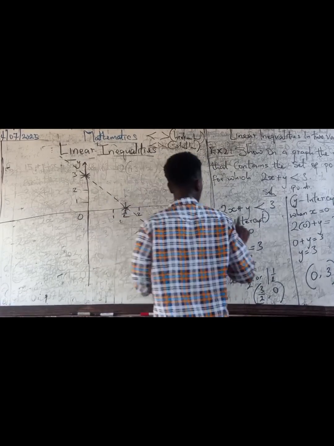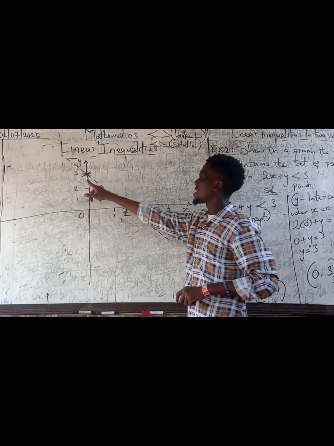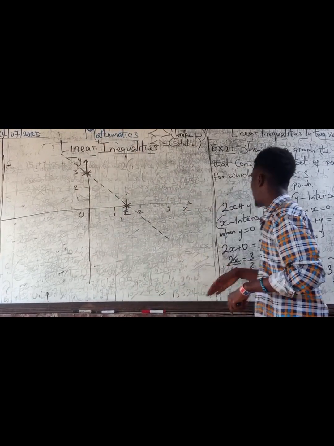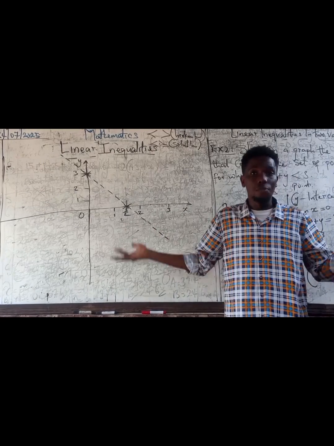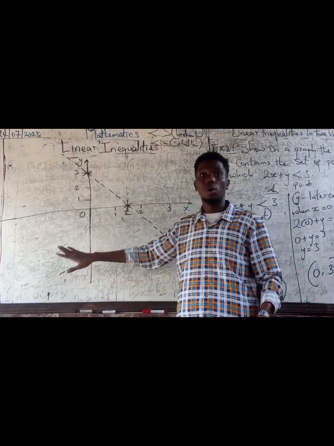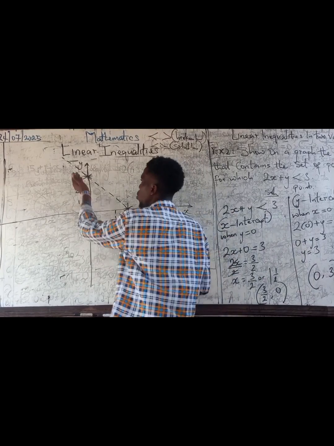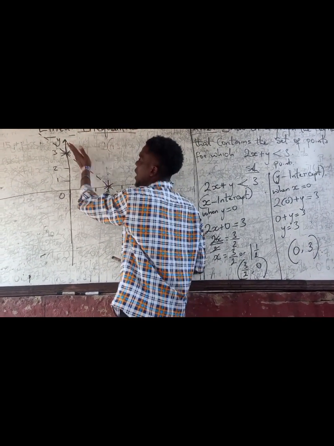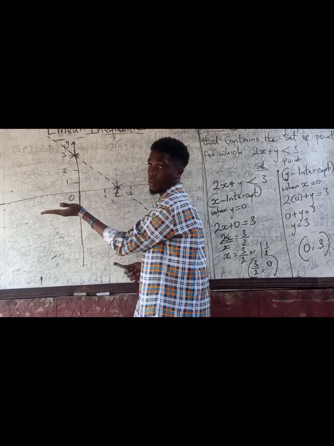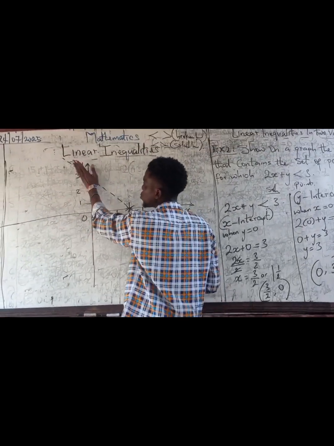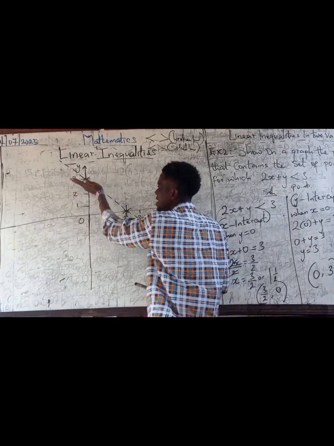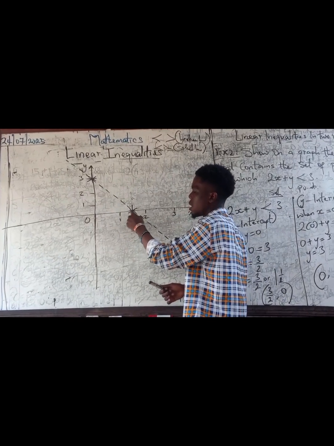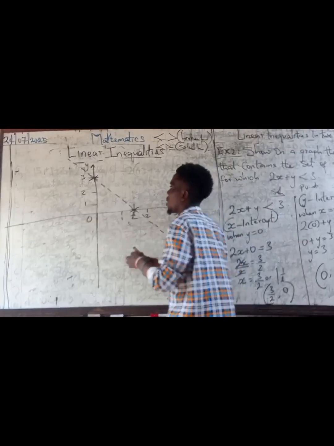So now, since this is less than, the values that are less than 3, are they above 3, or are they below 3? The values that are less than 3, obviously, are below 3. So I am not going to shade this part. Why? Because this is not the part I'm looking for. The values that are below, I'm going to shade down. Why? Because these values here are below 3. So you are not really focused on the x. Yes. So let's do that.